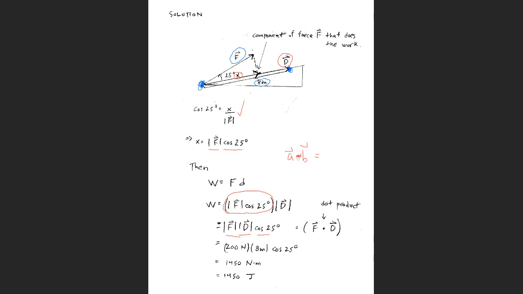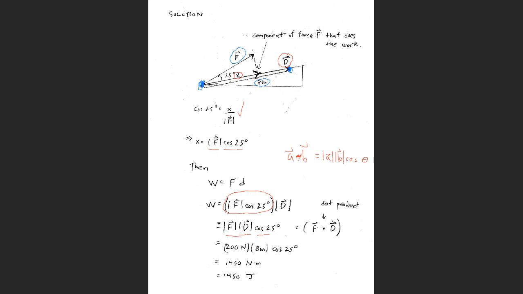A dot B is defined as the magnitude of the A vector times the magnitude of the B vector times the cosine of the angle between vectors A and B.